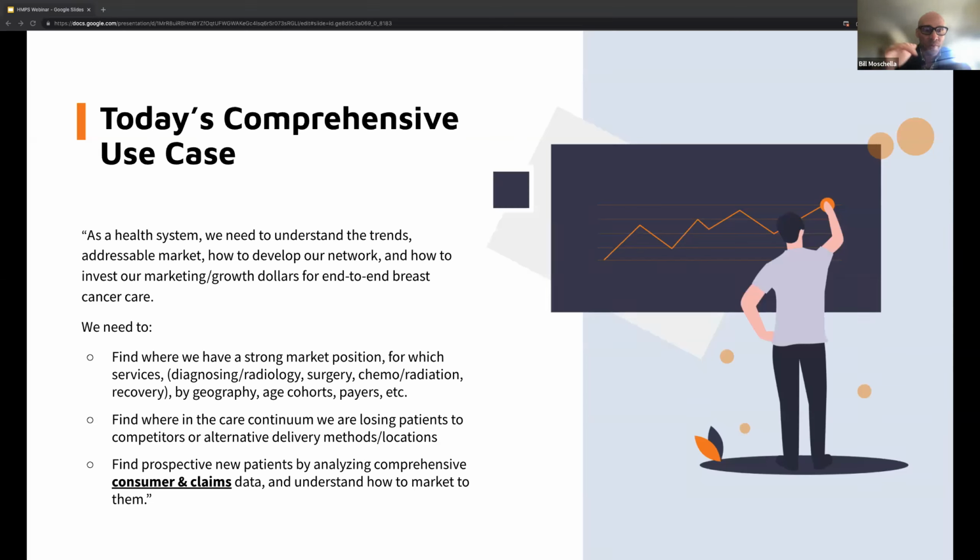And then understanding where in that care continuum, where are you losing patients to competitors? Are there alternative delivery methods and service locations? Are there new competitors and entrants that are coming here? Is something shifting from inpatient to outpatient ambulatory? And then if I'm looking at prospective new patients and I'm analyzing consumer joined with claims data, how do I understand how to market to them? So this is a combination of market share, propensity modeling, and analysis.